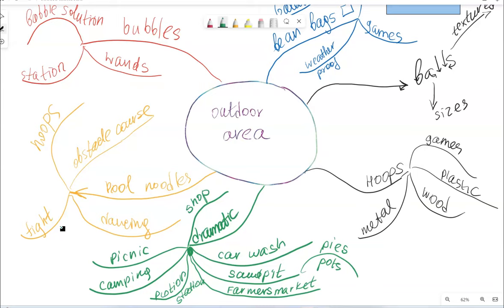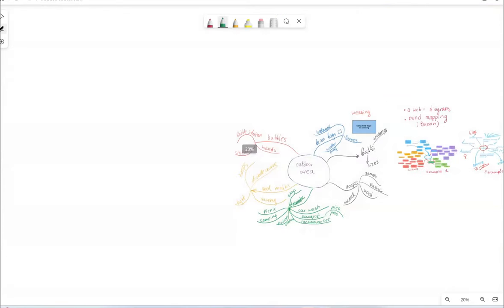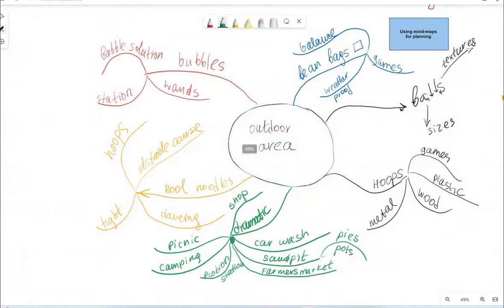And of course, you can keep going and going, branching out. So this is an example of how I use mind map, so you can see, to brainstorm outdoor area play spaces. Yeah, so that's a very easy way to brainstorm. So next one will be focusing on inquiring, and I will make another video, so stay tuned.